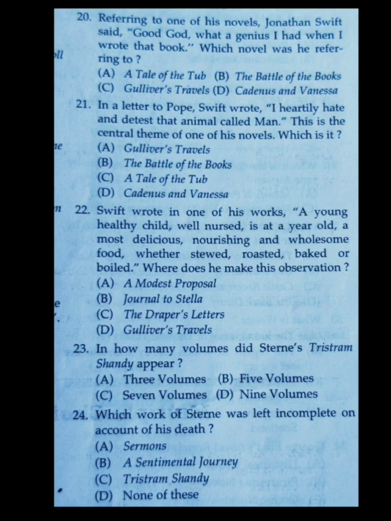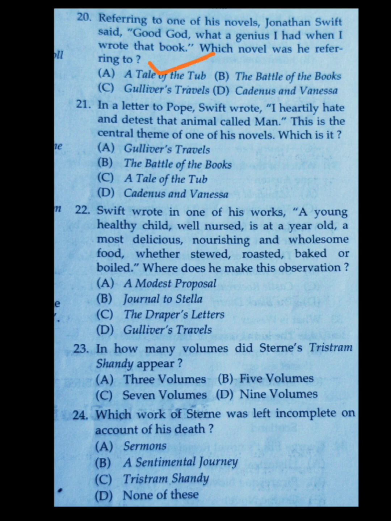Referring to one of his novels, Jonathan Swift said, "Good God, what a genius I had when I wrote that book." Which novel was he referring to? So he was referring to A Tale of a Tub. Okay, Jonathan Swift was referring to A Tale of a Tub. Option A is the correct answer.